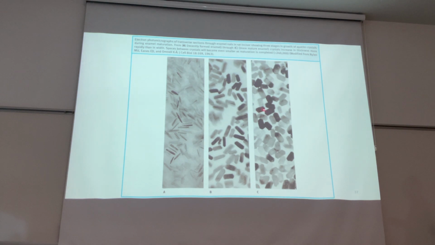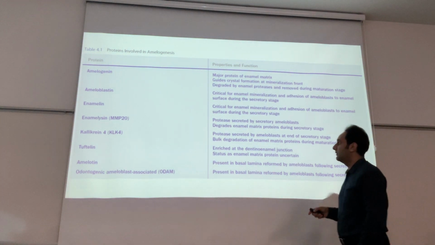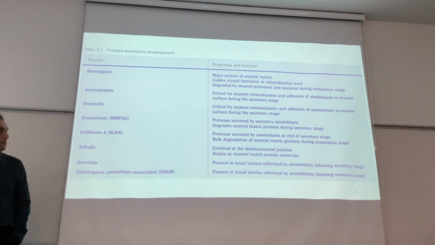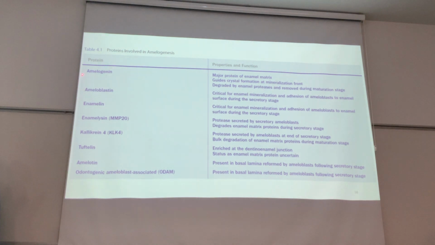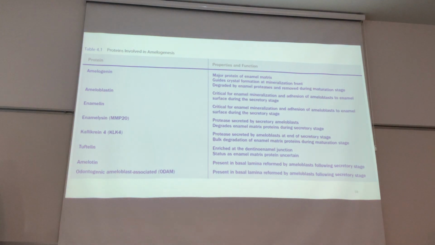Again, you can see hydroxyapatite crystals or enamel crystals. This part is important: the proteins present in the structure of enamel. Most important protein is amelogenin. You use this amelogenin in the clinic as a drug. You will see this amelogenin. And also we have ameloblastin, enamelin, enamelysin, and other proteins. Most important protein is amelogenin.